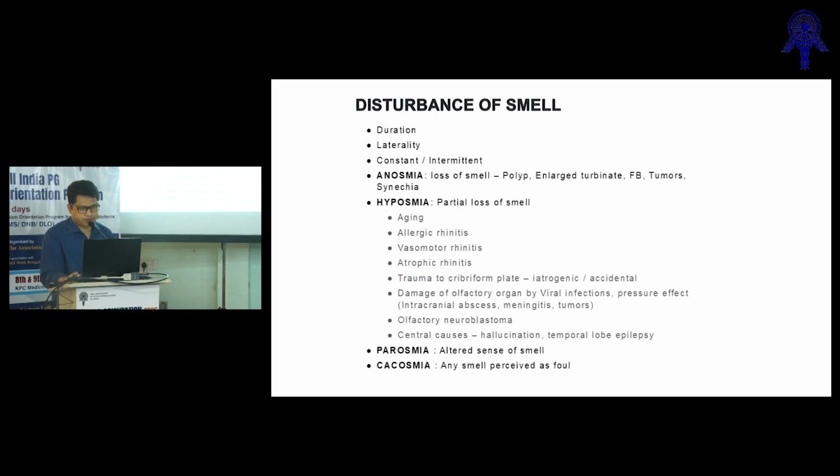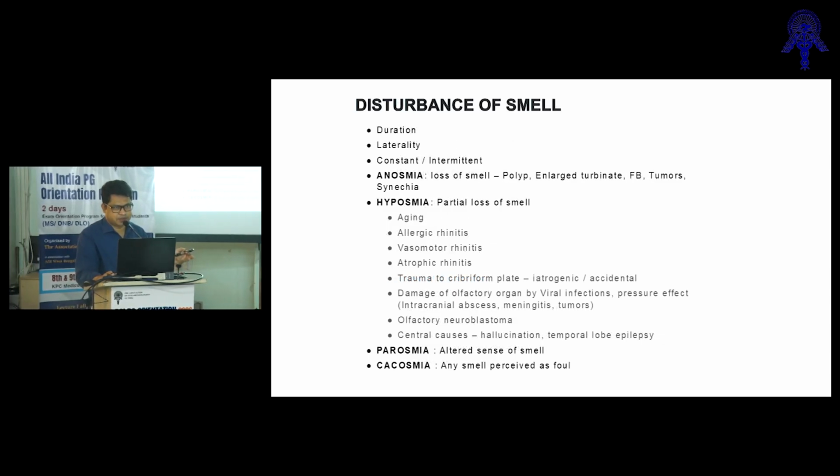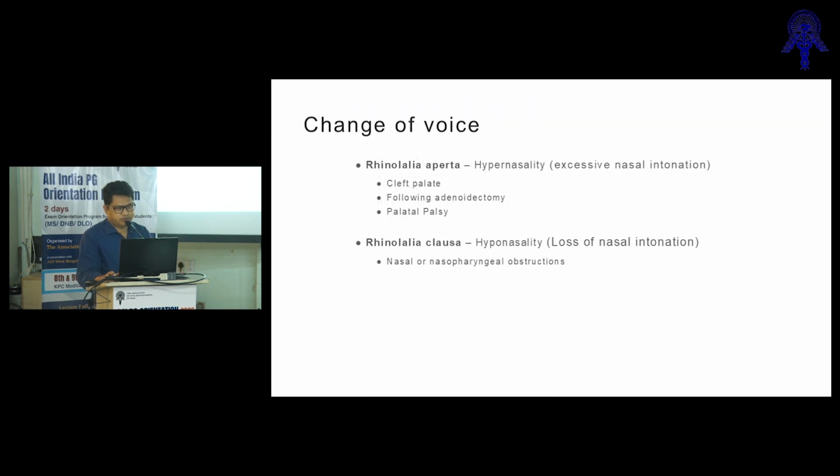Now, disturbance of smell: whether any disturbance of smell is present or not. In this case there is no disturbance. So these are the causes that are found if there is some smell disorder. Now, change of voice present or not: if the tumor or anything has encroached towards the nasopharynx, that causes change of voice. It may be rhinolalia aperta or clausa. Aperta means there is an opening, there is hypernasality of the voice.